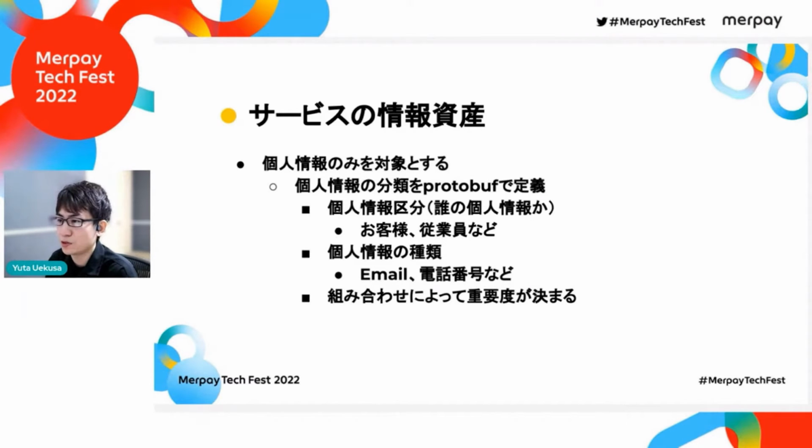The classification of personal information is defined by a matrix of personal information categories and types of personal information. The importance of the service, which is determined by the combination of the classification and type, is defined in the same way. For example, if there is a combination of a customer category and a credit card type of information, the level of information is top secret.